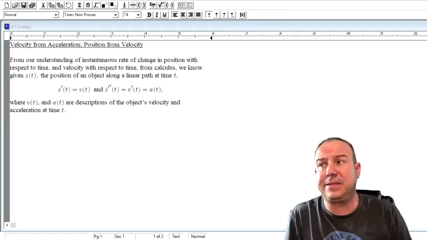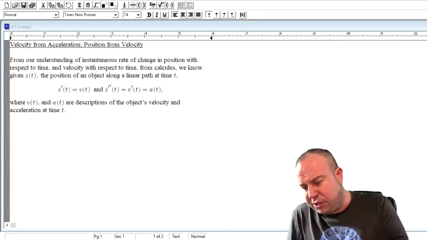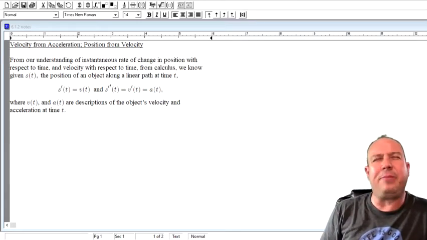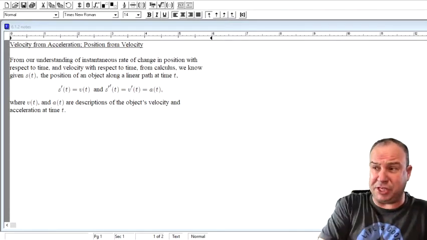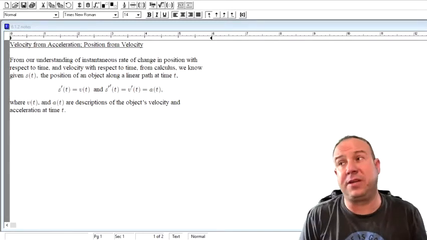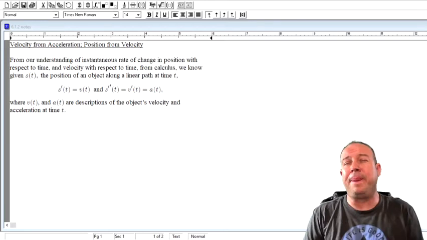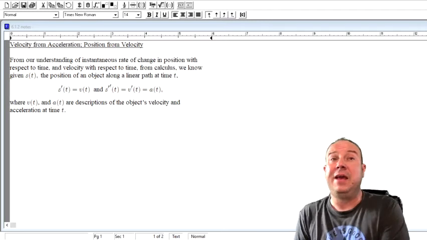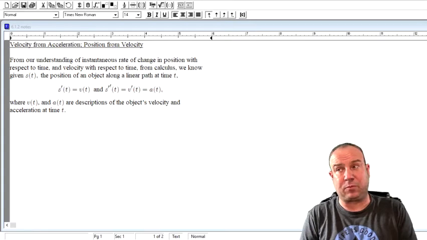So let's get started. Keep in mind, back in Calc 1, we were introduced to the idea of instantaneous rate of change, and one of the places we applied that was looking at the instantaneous rate of change in position with respect to a change in time. What that describes for us, we understand now, as velocity. We also understand that the instantaneous rate of change in velocity with respect to a change in time gives us acceleration, right?